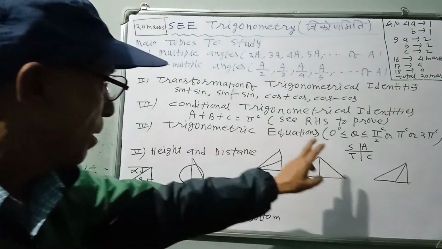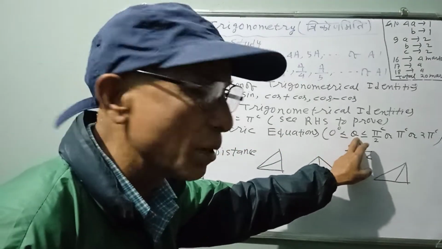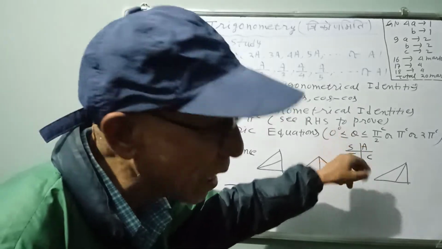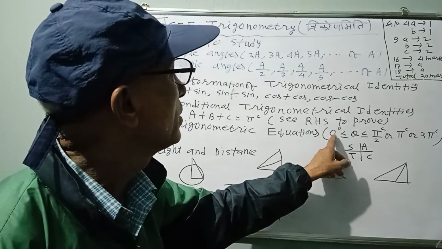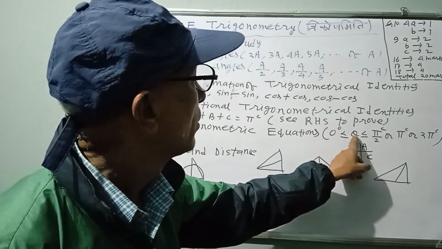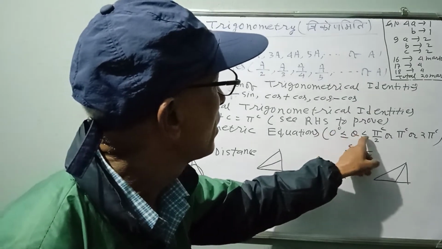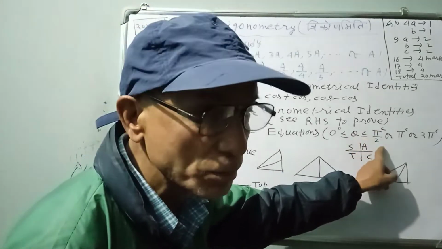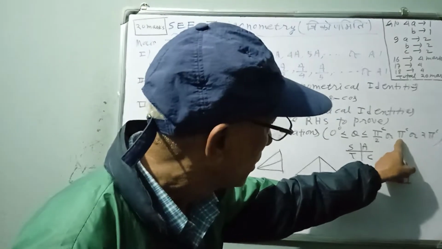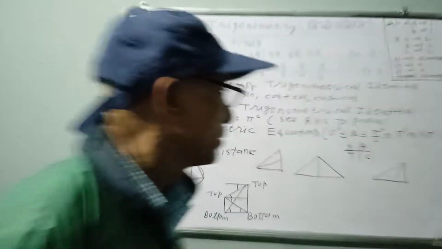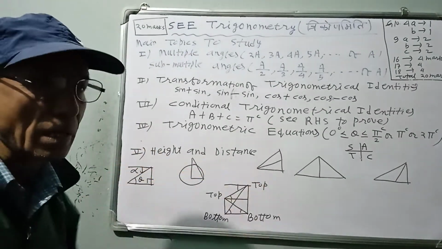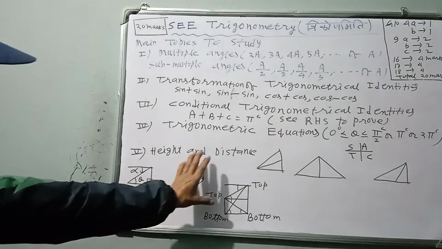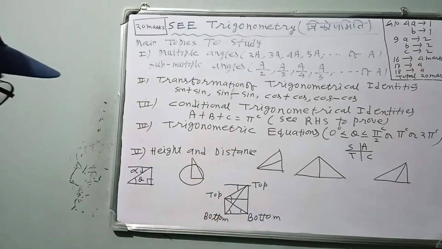Trigonometric equations means solve to find the value of theta, the unknown angle theta or x or alpha, beta, in any range. The range may be 0 degree is equal to or less than theta is equal to or less than pi by 2, 90 degree, pi 180 degree, or 2 pi 360 degree. And height and distance. But the question may be a little bit long. You have to go through the book.